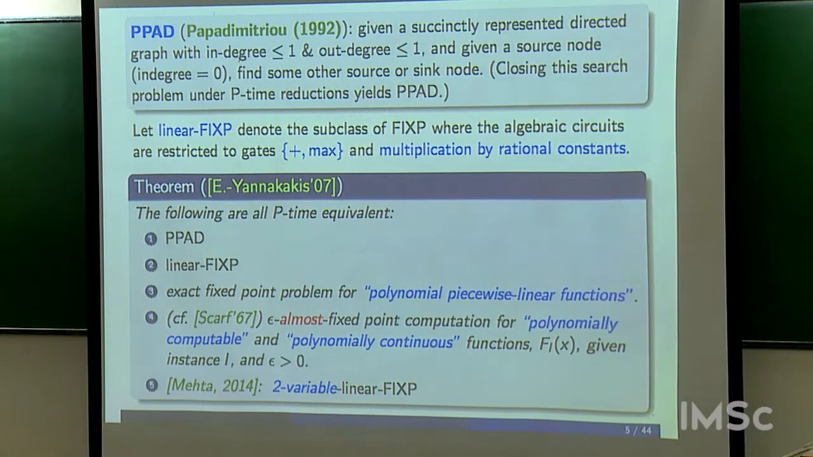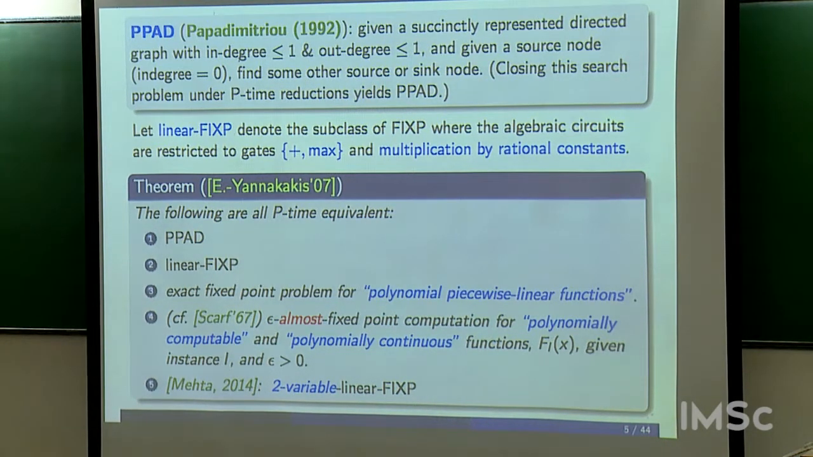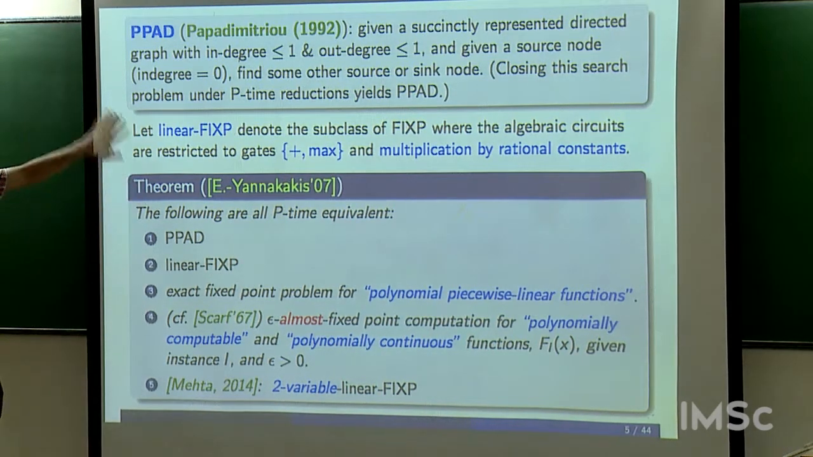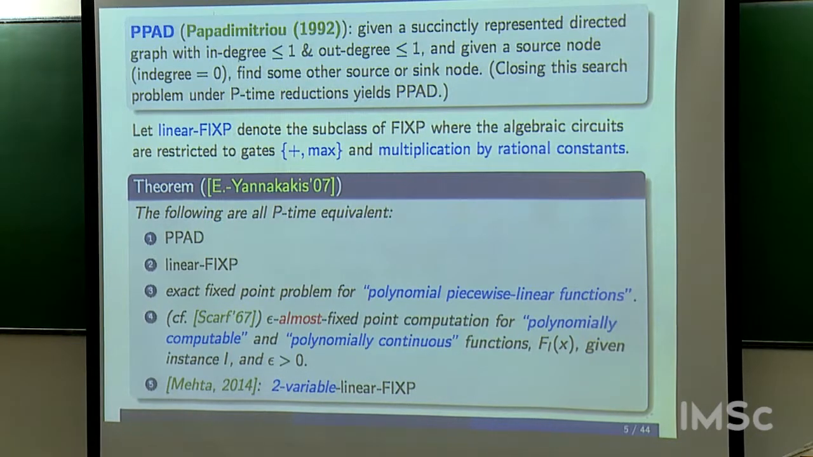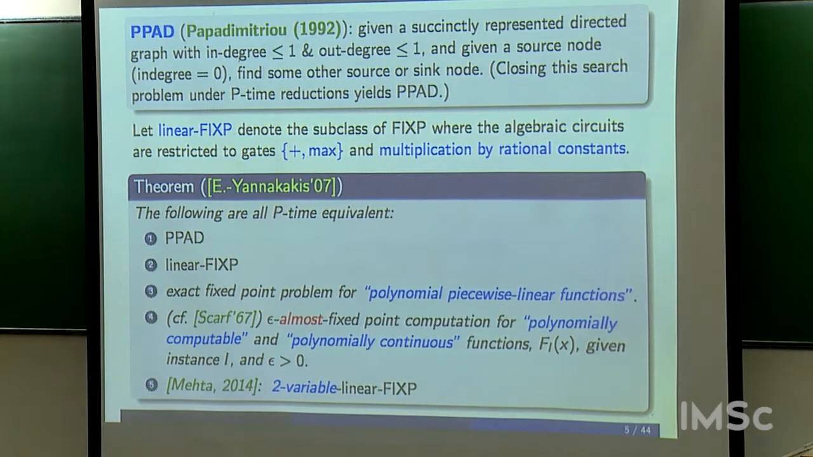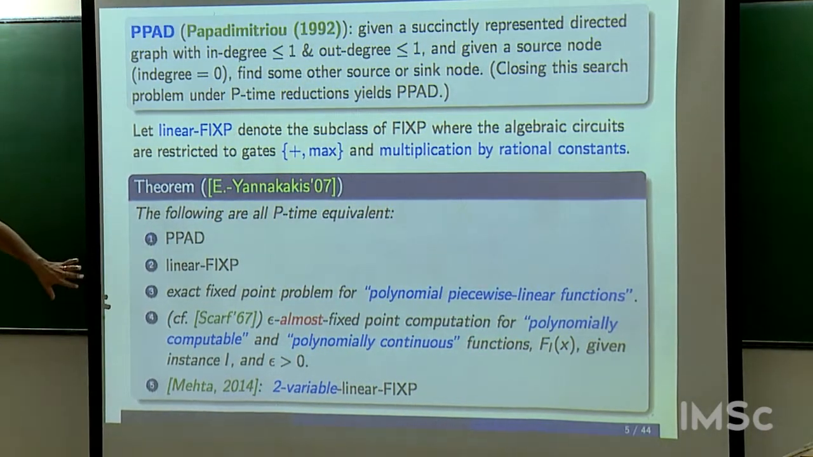And in such a succinct representation, you're also given a particular source node, in other words, a node that doesn't have any predecessors, and you're asked to find some other source or sink node, okay? And that's the complexity class PPAD that was defined by Papadimitriou in the early 90s. Now, before I get to the famous results by Daskalakis et al. and by Chen and Deng about PPAD, let me just connect it with what we've just seen.